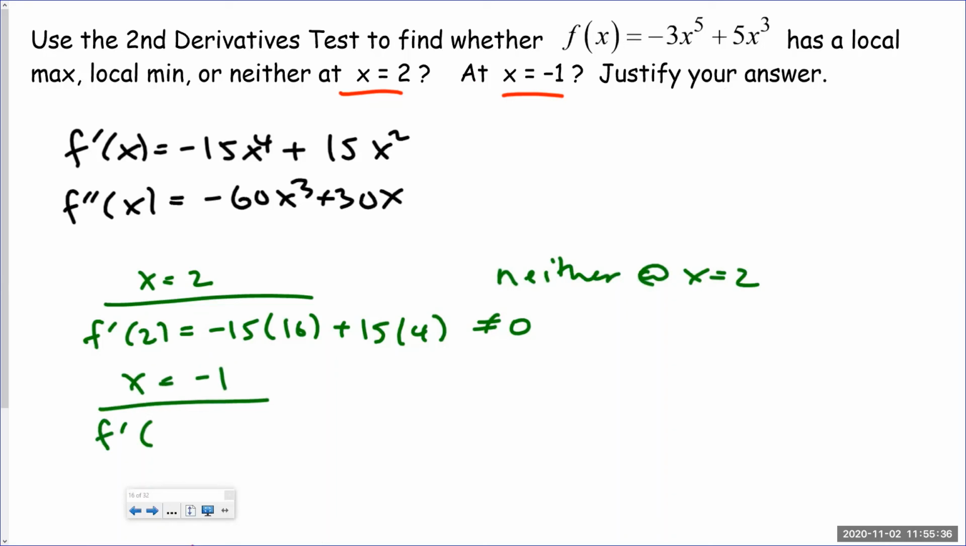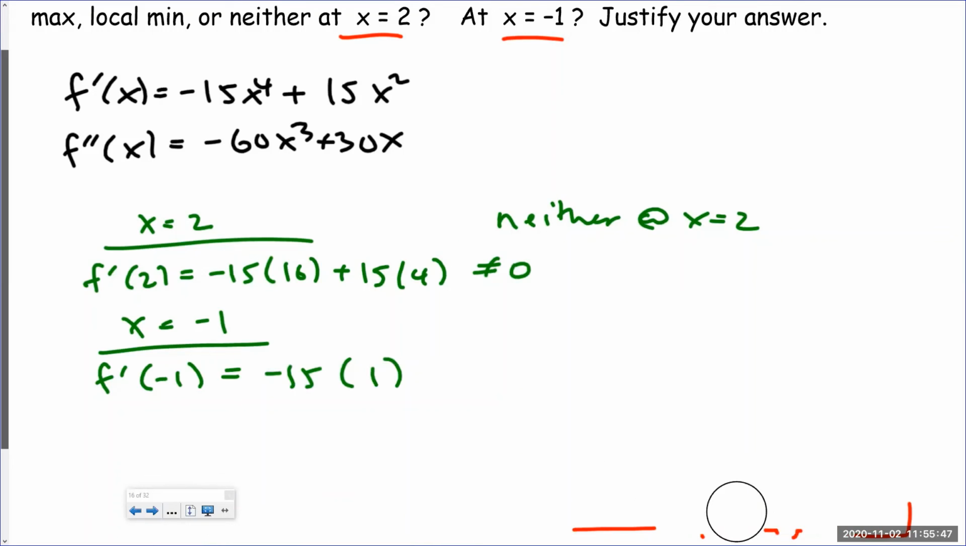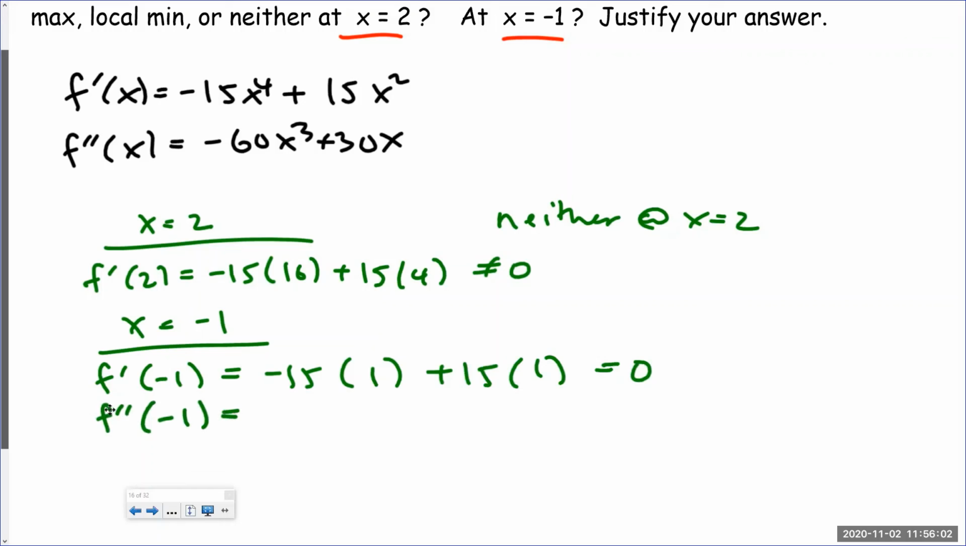Now let's try x equals negative 1. f prime at negative 1: I plug in negative 1 here. I have negative 15 times negative 1 times negative 1 times negative 1 times negative 1, that's a positive 1 because it's 4 times, plus 15 times negative 1 squared, that's also positive. Do you see I'd get 0 here? So the second derivative test might give me something. The second derivative is negative 60x cubed plus 30x. Plug in negative 1, and I get 60 minus 30, which is greater than 0.